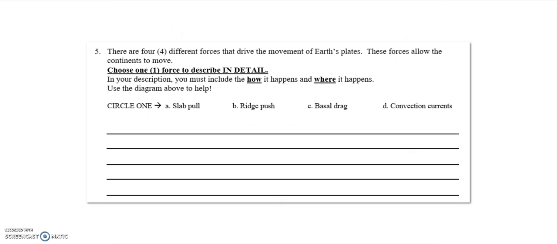Number 5, there are 4 different forces that drive the movement of Earth's plates. These forces allow the continents to move. Choose 1 force to describe in detail. So choose 1 from the 4 letters below. Circle the one you choose. And then in your description, you must include how it happens. So how does that force happen? And where does it happen? Does it happen in the mantle? Does it happen at a subduction zone? Does it happen at the mid-ocean ridge? Use the diagram above to help you.